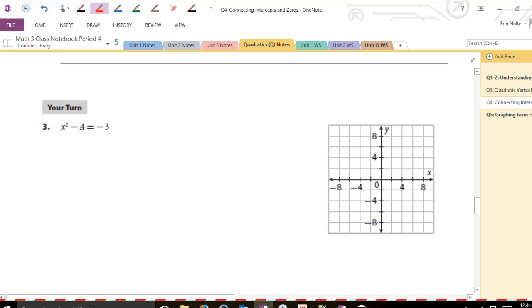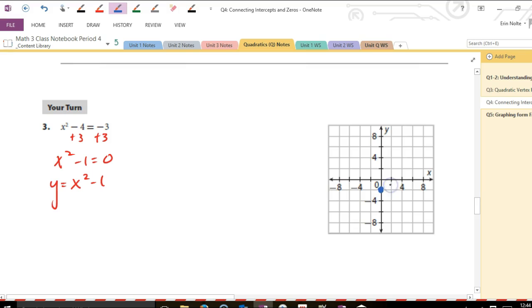I'm going to do this one right here. Again, I'm going to take my equation and set it equal to 0. So I'm going to start by adding 3. So we have x squared, negative 4 plus 3 is negative 1. So the equation that I'm going to graph is x squared minus 1. I'm just going to do a translation on this one. If we have a negative 1 at the end of my function, what direction does that move? It's going to take my function down 1 unit.